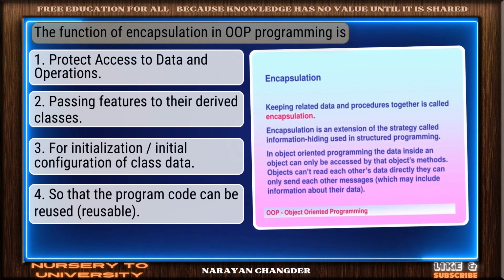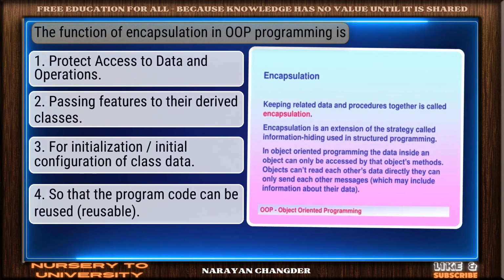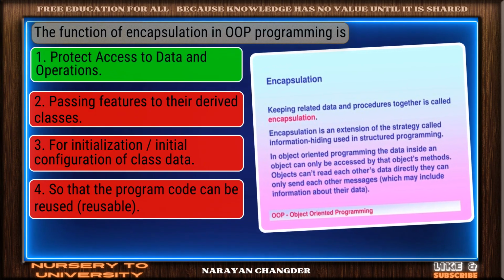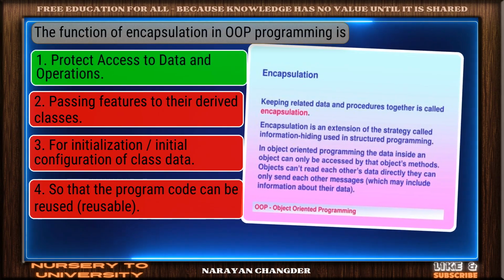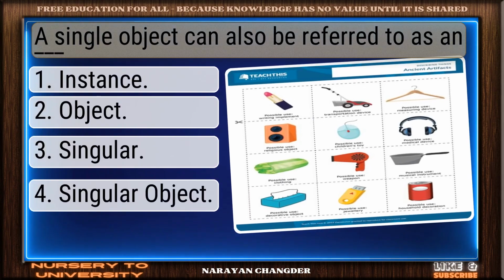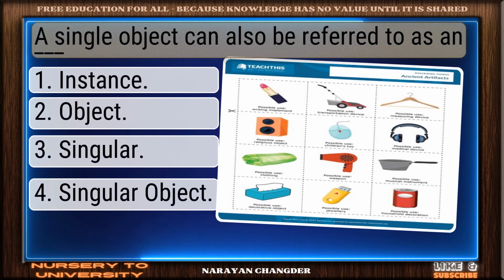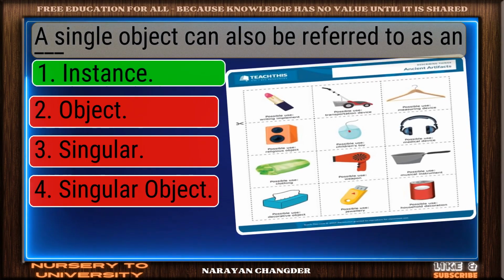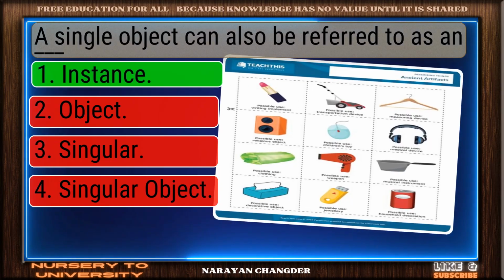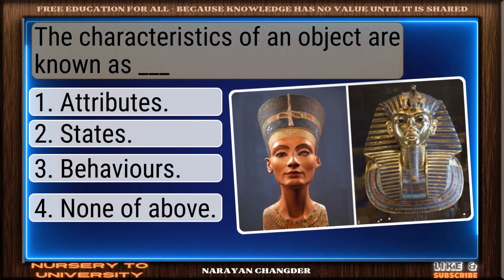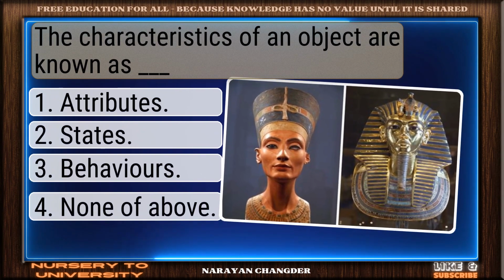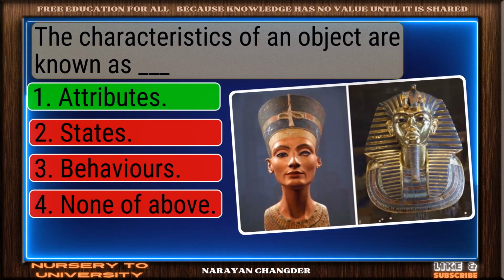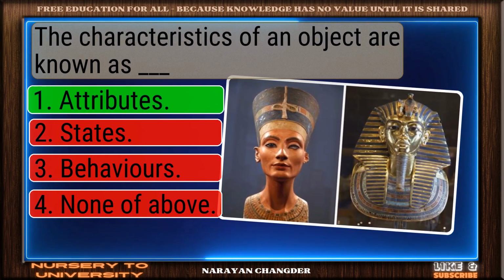Question number 8. The function of encapsulation in OOP programming is? Excellent. Protect access to data and operations is a brilliant choice. Question number 9. A single object can also be referred to as an dash. Strong choice. Instance is the right answer. Question number 10. The characteristics of an object are known as dash. Well done. Attributes is the right choice.